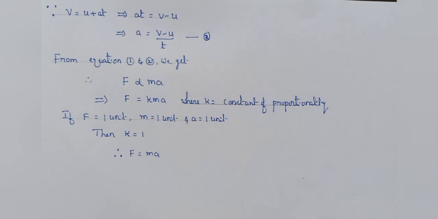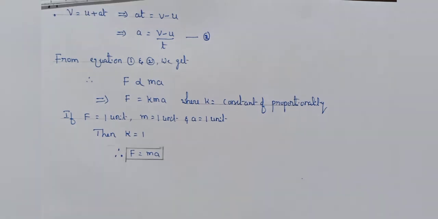If F is equal to 1 unit, m is equal to 1 unit and a is equal to 1 unit, then the value of k is equal to 1. Therefore, we can express F is equal to kma as F is equal to ma. Therefore, the force acting on the body is directly proportional to its mass and its acceleration.